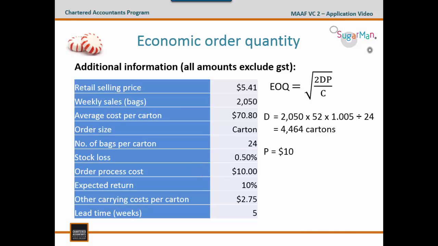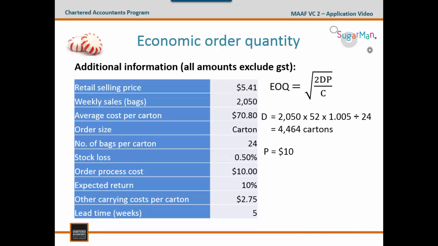P, the order processing costs, are given as $10 per order. That leaves C being the carrying cost, which still needs to be calculated. The carrying cost of inventory has two components: the cost invested in the inventory and other carrying costs, which includes the cost of warehousing, which is given as being $2.75.